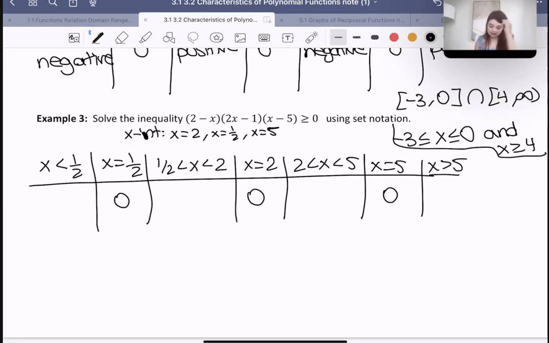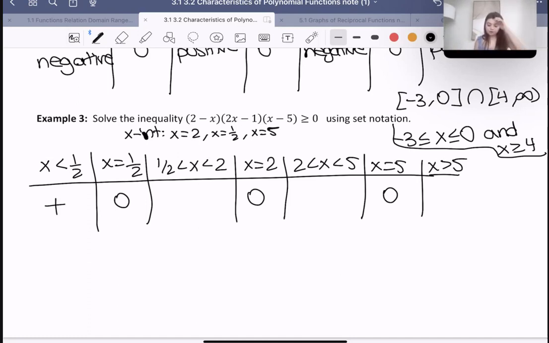If x is less than 1/2, let's say it's 0. Let's just choose an easy one. If x is 0, then what is our answer going to be? Well, we're going to have 2 minus 0, which is 2. So we're going to have a positive number times 2 times 0 minus 1, which is a negative number. So positive times negative. And then 0 minus 5 is also going to be -5, which is a negative. So we have a negative and a positive and a negative, right? And so we're going to end up with a positive.